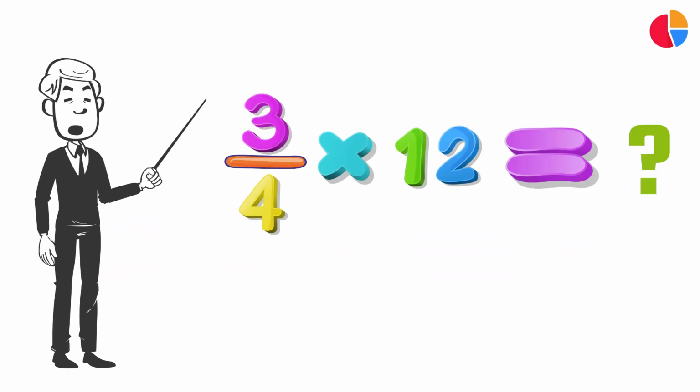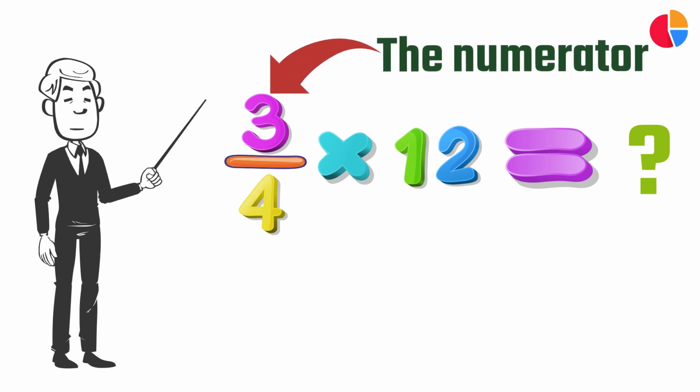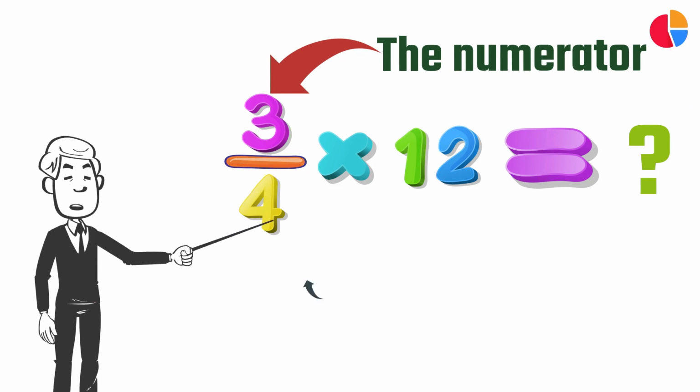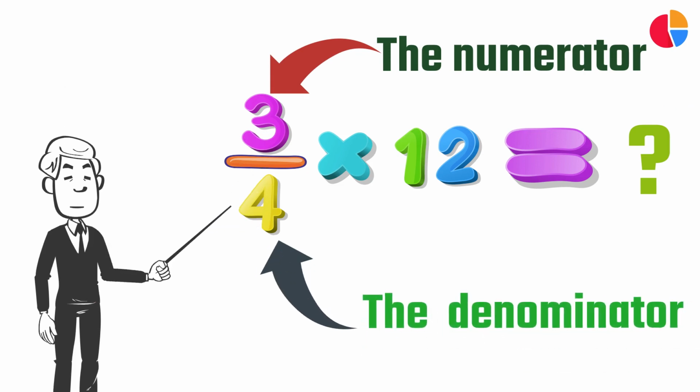The number at the top of the fraction, in this case number 3, is called the numerator. The number at the bottom of the fraction, in this case number 4, is called the denominator.